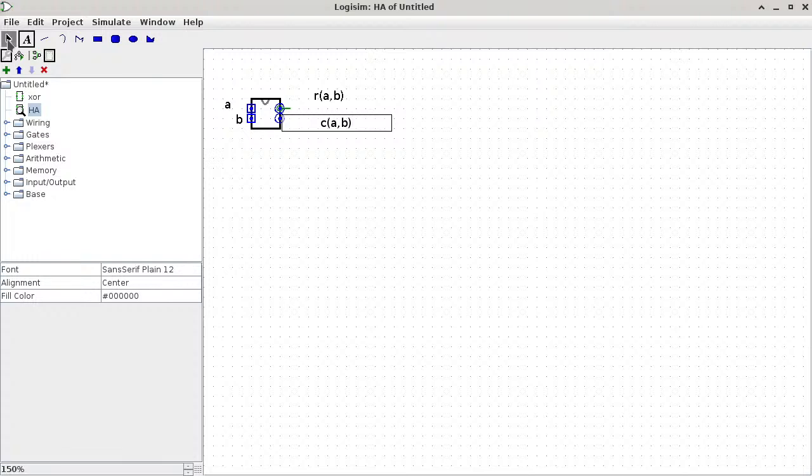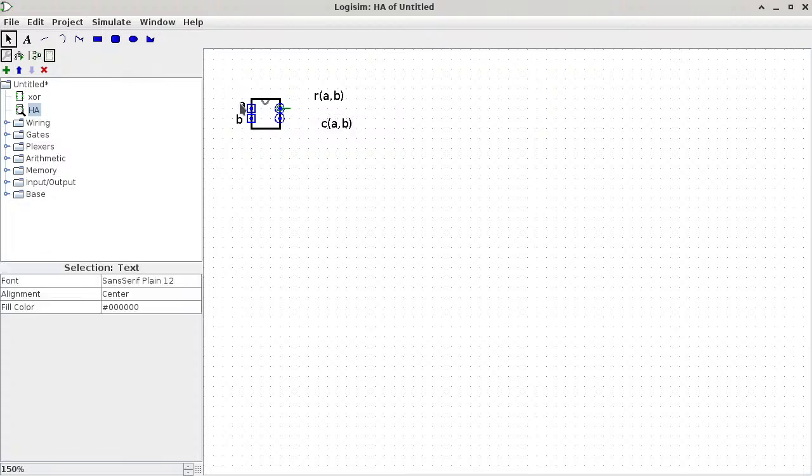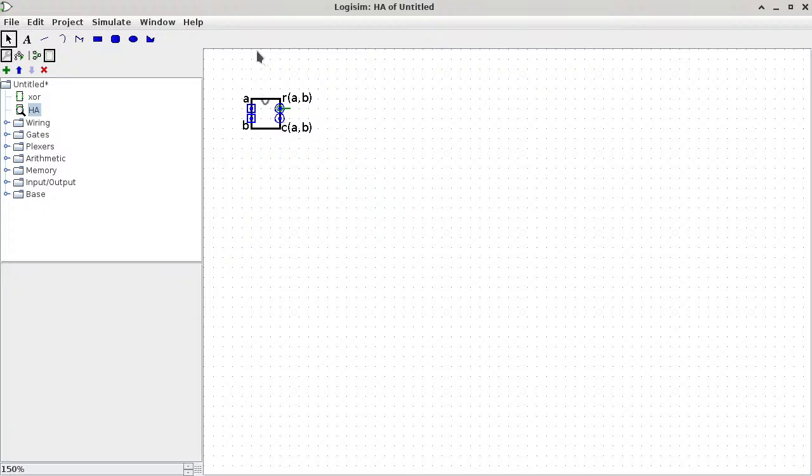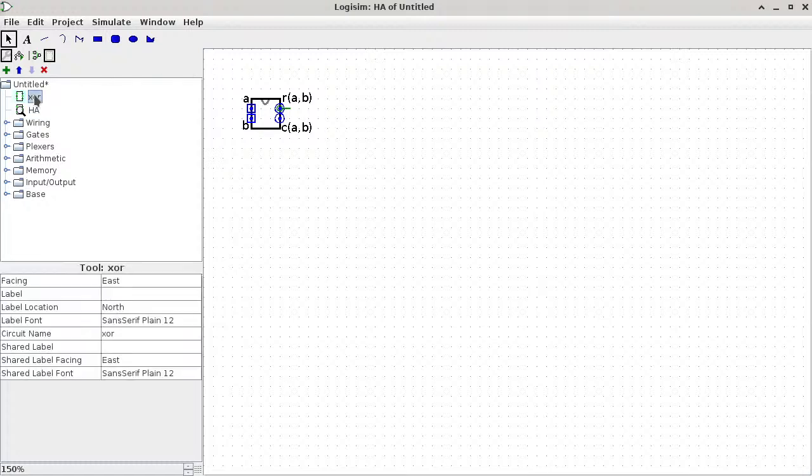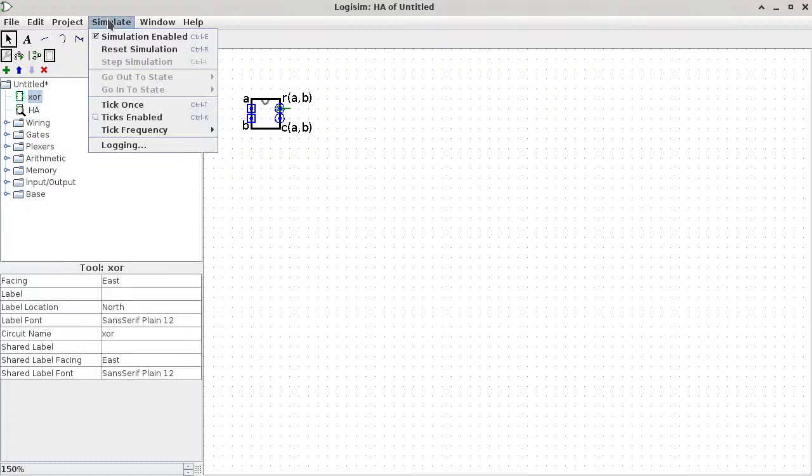And there's no easy way to make things line up really nicely to begin with. So I'm going to have to move it around after the fact, like so. It's not too bad. It's just tedious. There we go. And this is our half adder. So now we have the half adder done. It's time to make another circuit.